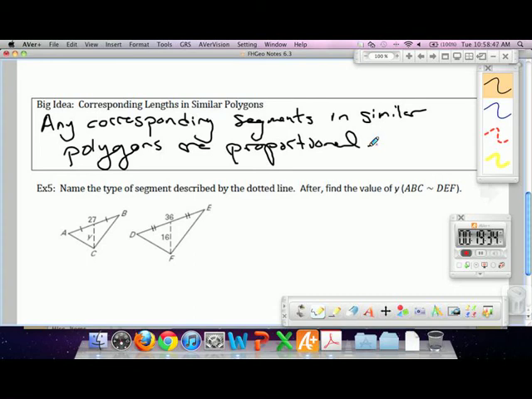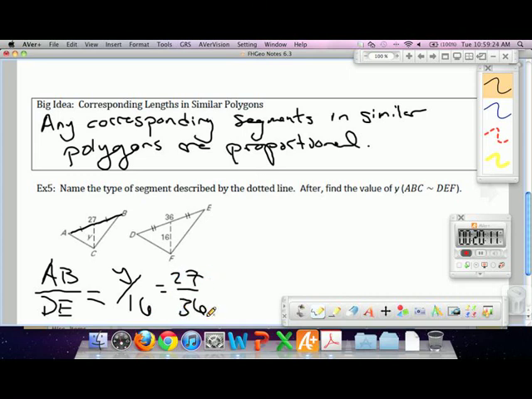So for example, if I drew the medians of these triangles, and I know that those triangles are similar, then the ratio of AB to DE needs to be the same as Y to 16. The corresponding medians should also be proportional. So you can say 27 to 36 is the same as Y to 16, and we should be able to calculate y in this fashion. Not just the side lengths, but any of these pieces.